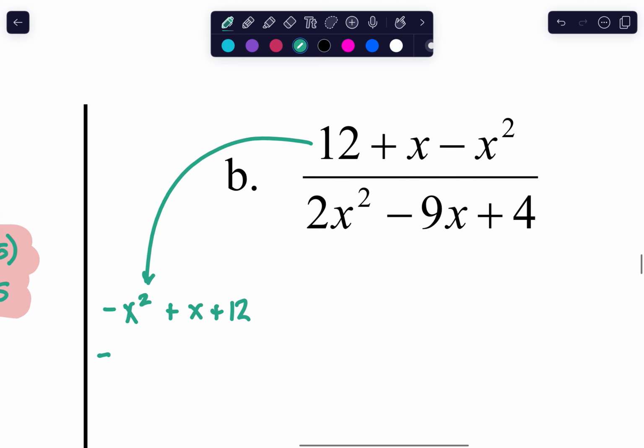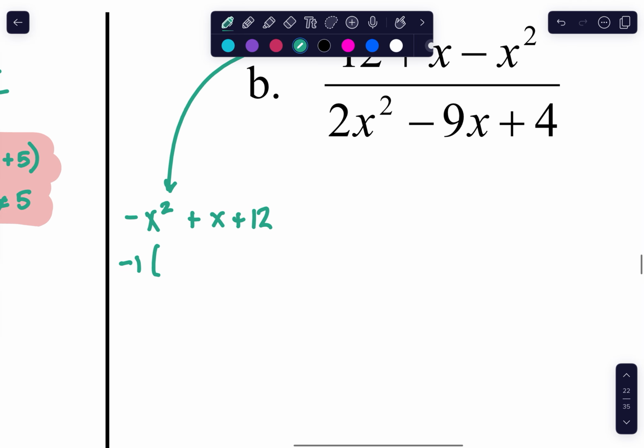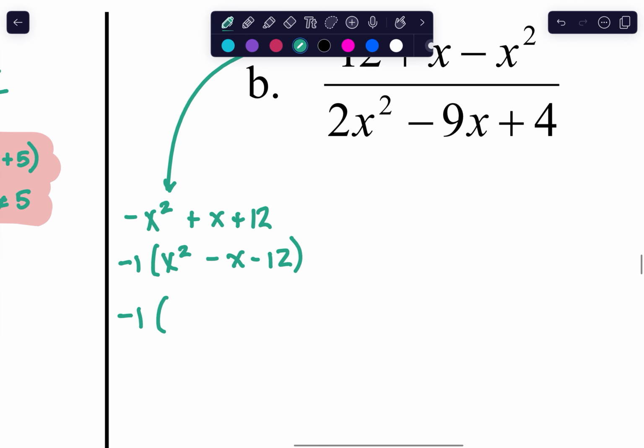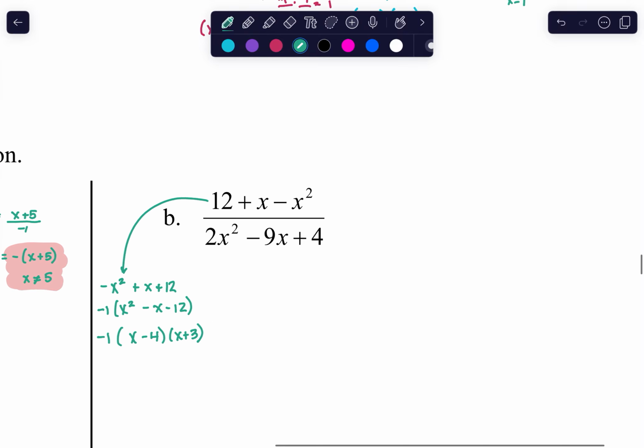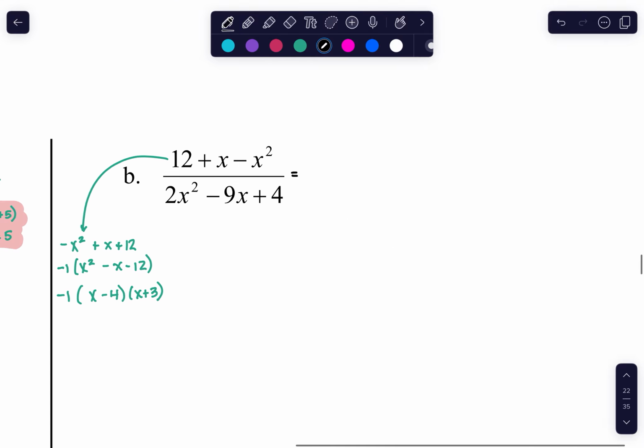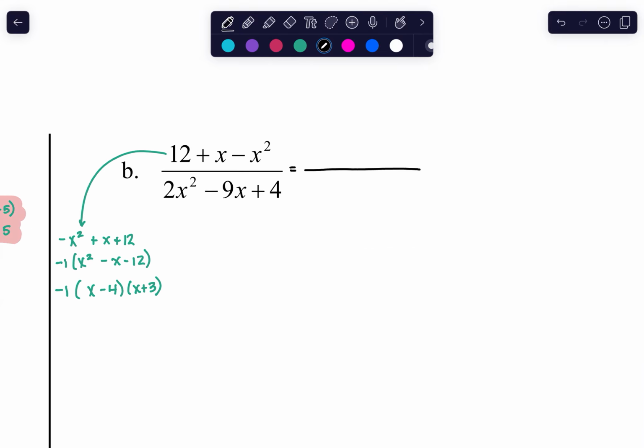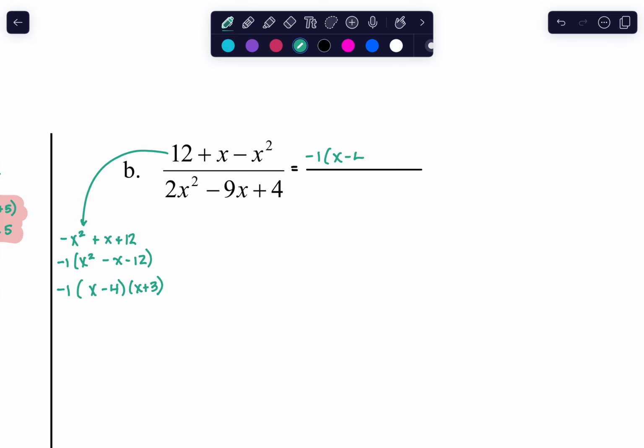Then I'm going to factor out a negative 1. So it becomes positive x squared minus x minus 12. And then this is going to factor to x minus 4 and x plus 3. So you can factor it whatever method you'd like to. Okay, so that is now factored form, so I'm going to write that up top here. Sorry, I don't know why my screen keeps moving today. So I get negative 1 times x minus 4 times x plus 3.